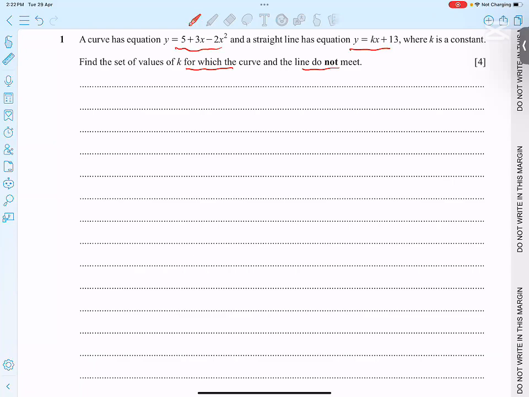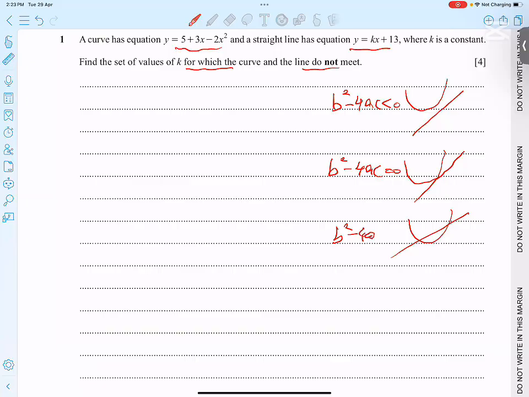First of all, we have three situations, as you know: the curve and line don't intersect, the curve and line touch, and the curve and line intersect. For not intersecting, b square minus 4ac is less than 0. For touching, b square minus 4ac equals 0. For intersecting, b square minus 4ac is more than 0.